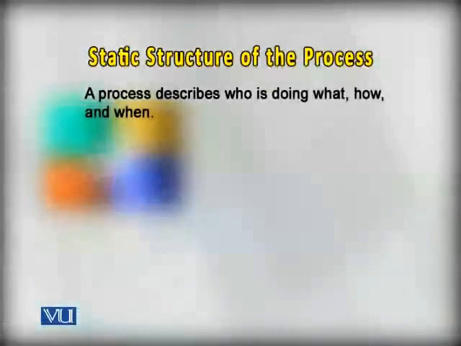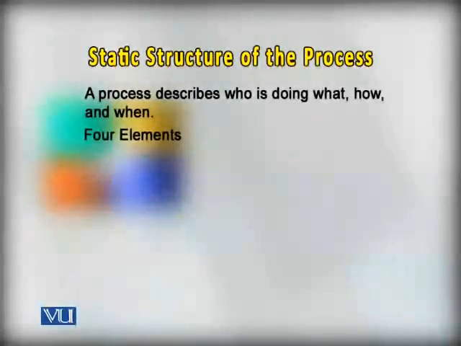Now, after having a discussion on the phases of the RUP, I would like to discuss some static structure of the RUP process. By static structure of the RUP process I mean that this will describe who is doing what, how and when. That is, who are the stakeholders who are actually running the RUP process model when software product development takes place. There are basically four elements to the static structure of the software process.